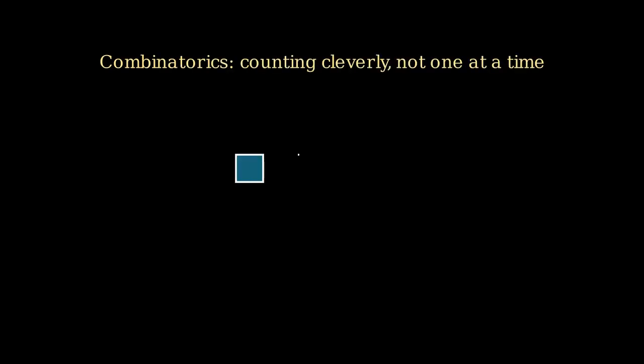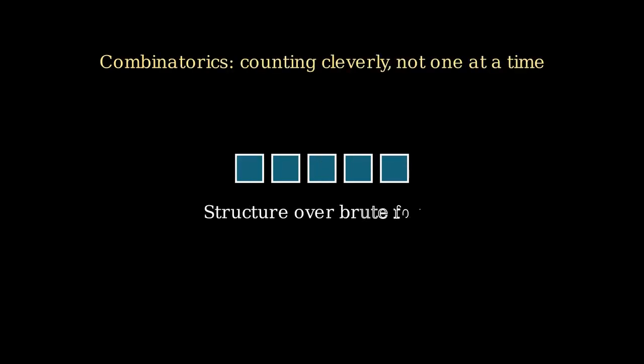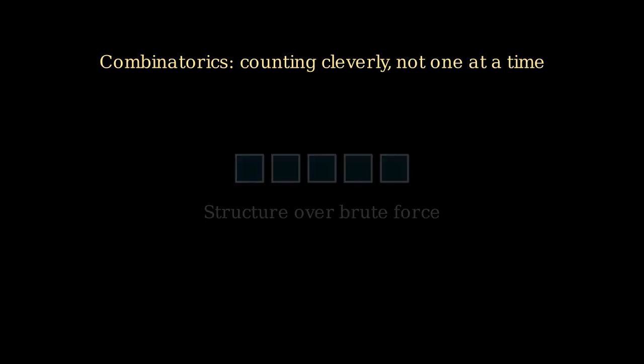Combinatorics is the mathematics of counting, but not counting one at a time. It's counting cleverly, using structure instead of brute force. There are two core objects here.